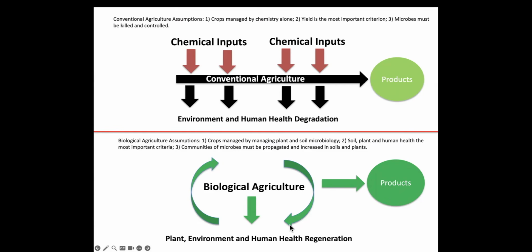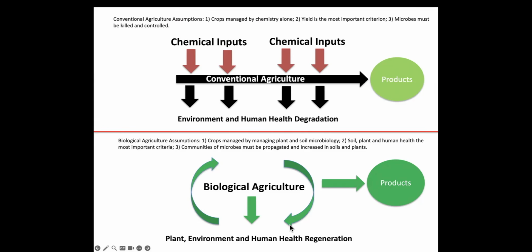But there are problems. The products are not as nutrient dense as they are when you grow things biologically. And the chemicals you put out affect the biology of the soil and the microbial communities in the soil, and they affect the microbes in the plant and how the plant functions. Also, they degrade the environment and degrade human health, many of those chemicals.